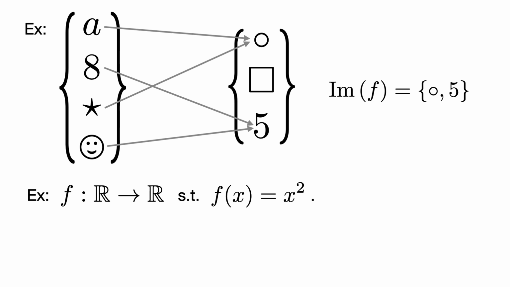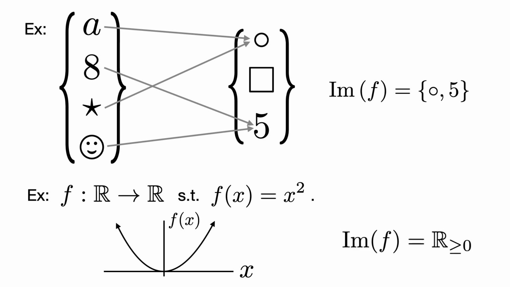Here's another example. f maps the real numbers to the real numbers such that f of x is equal to x squared. We could plot this, and when we plot it, it becomes obvious that the image of f is the non-negative real numbers. That is the set of all possible outputs.